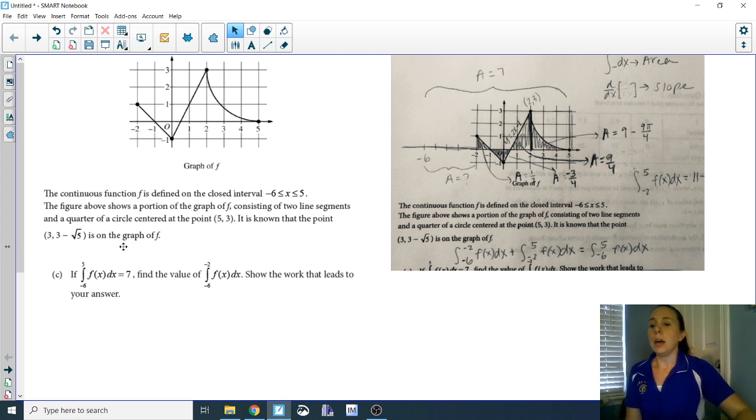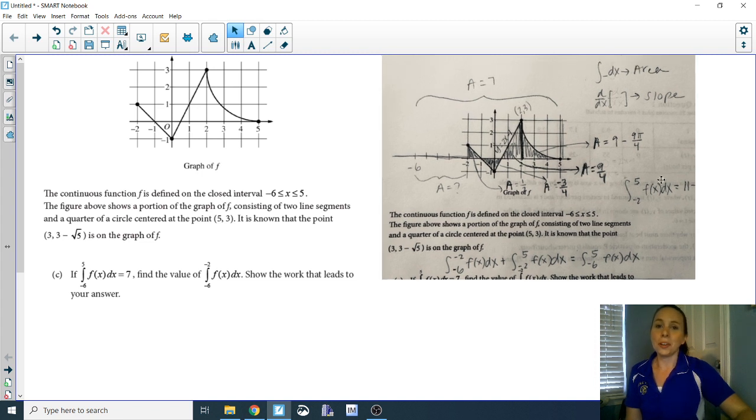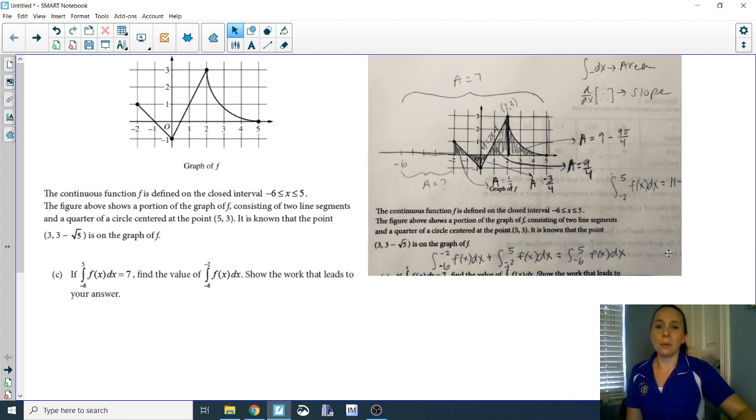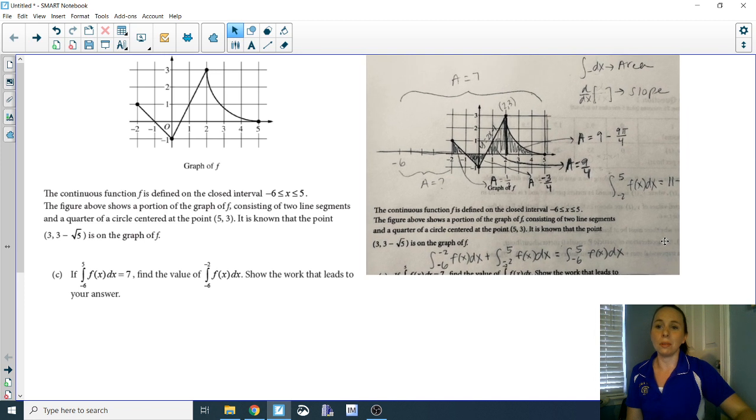All right. In part C, we are asked if the integral from -6 to 5 of f(x) dx equals 7, then we are supposed to find the integral from -2 to 6 of f(x) dx and show the work that leads to our answer. All right, I'm going to be honest with you. In the interest of time, I knew I didn't want to have to write all of this stuff out, and I also did not want to type it out in an equation editor. So I did something that I hope you can see and make sense of.